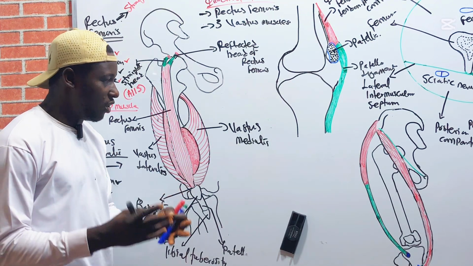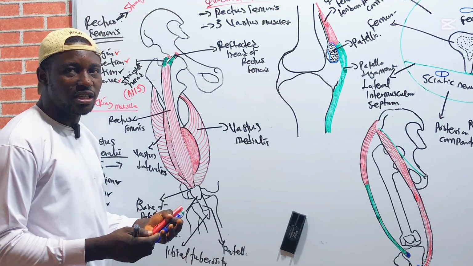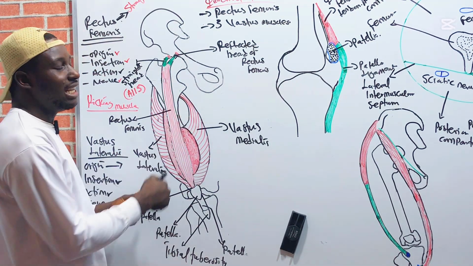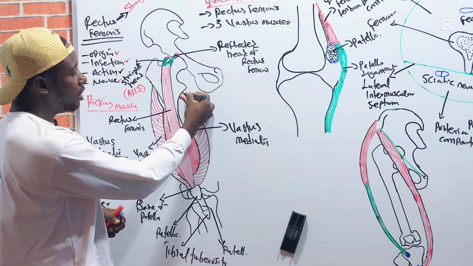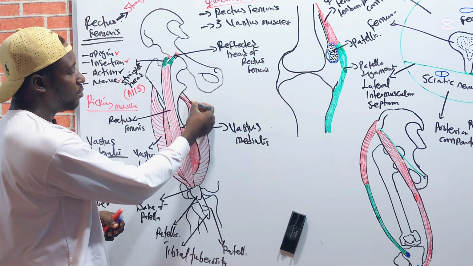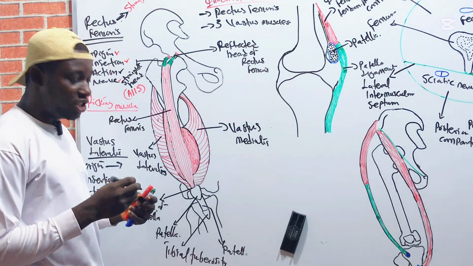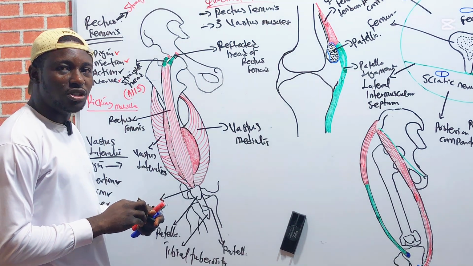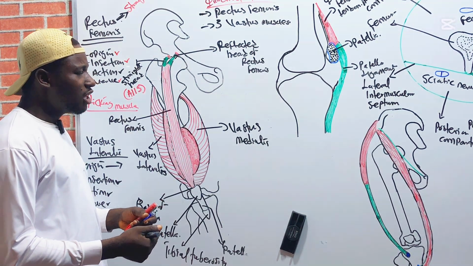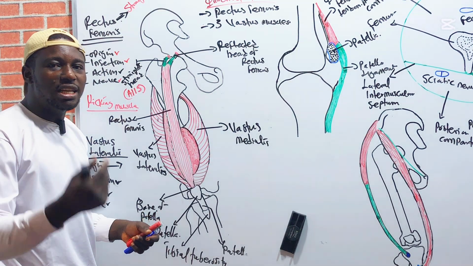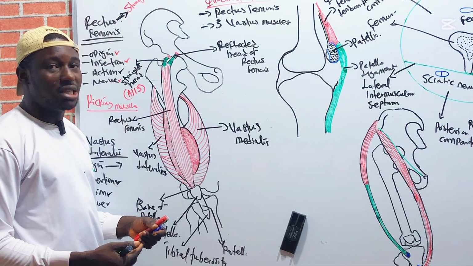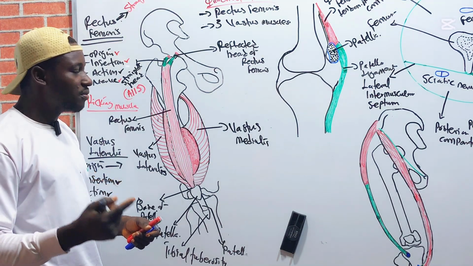That is what it does. And it originates from the lower part of the intertrochanteric line. Look at it here. That is the number one origin. The number two origin is the medial lip of the linea aspera of the femur.